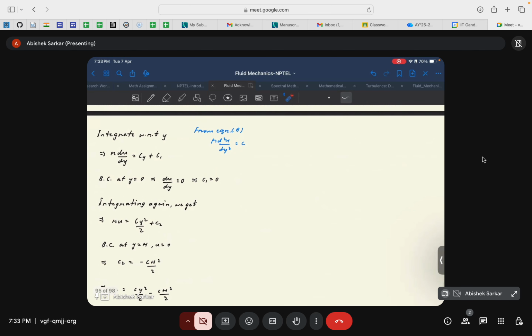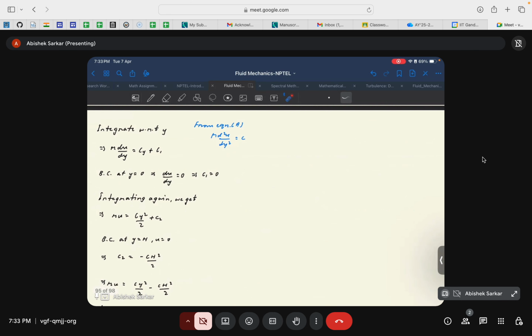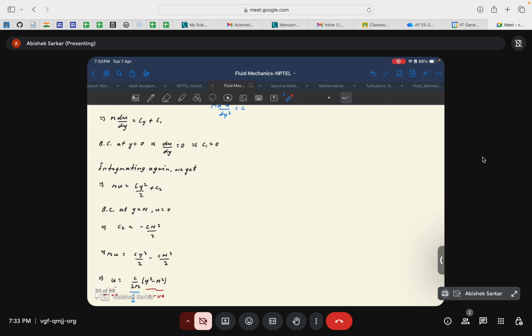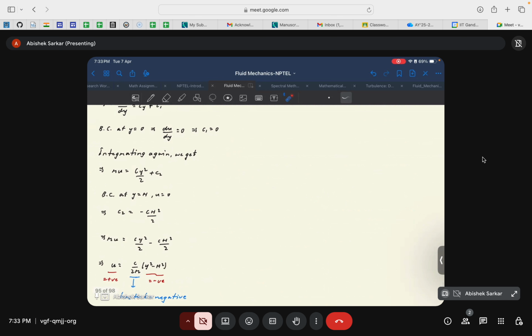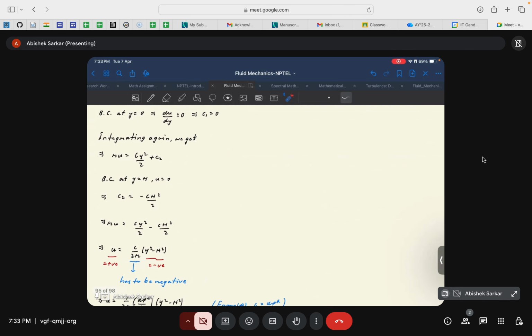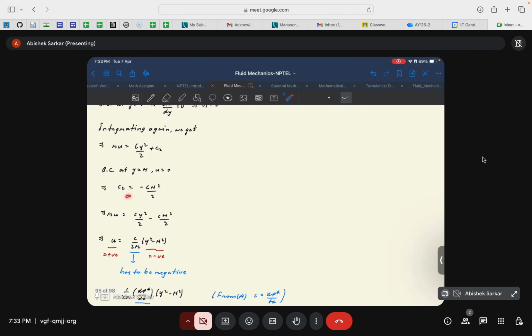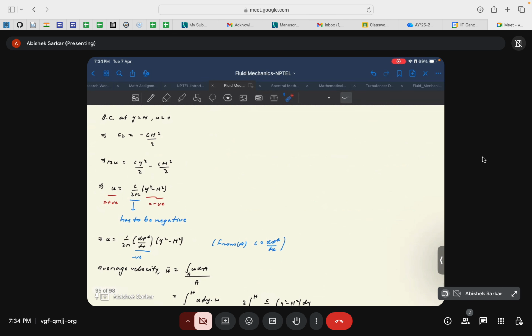If we integrate it again with respect to y, you will have mu times u equal to cy²/2 plus some arbitrary constant c2. Now if we apply the boundary condition at y equal to h, u is equal to 0, so we'll have c2 equal to minus ch²/2, because u is equal to 0 and you take this to the left hand side. If you substitute this value of c2 in this equation, you will get mu u equal to cy²/2 minus ch²/2, or u equal to c/(2 mu) times (y² minus capital H²).